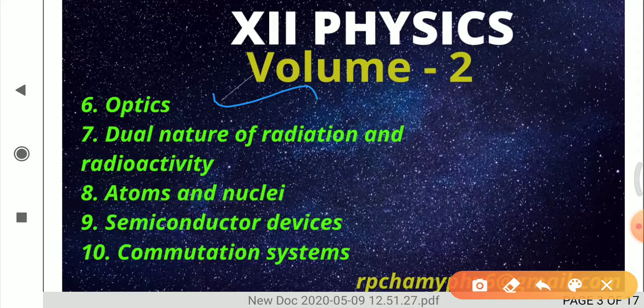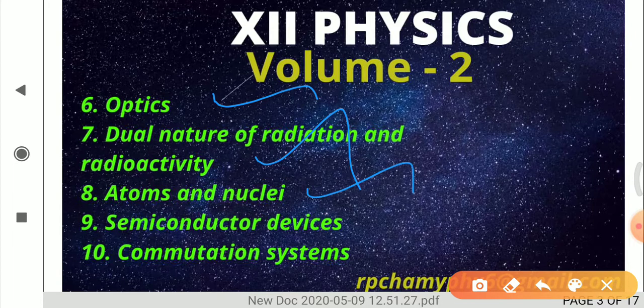And dual nature of radiation and radioactivity is the 7th lesson, how radioactivity is formed, and also the photoelectric effect. We are using many appliances based on this radiation only. We can say fluorescent boards, reflectors, everything is based on radiation only. It is discussed in this 7th chapter. And also cinematography, automatic opening doors, automatic street lights, everything is based on the phenomenon of the photoelectric effect only. It is going to be discussed in the 7th chapter.